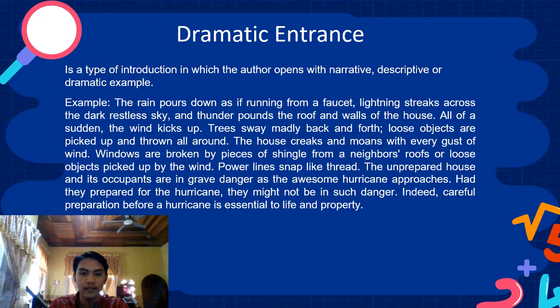Power lines snap like thread. The unprepared house and its occupants are in grave danger as the awesome hurricane approaches. Had they prepared for the hurricane, they might not be in such danger. Indeed, careful preparation before a hurricane is essential to life and property. So, the dramatic entrance in this paragraph is in the first sentence, which is: the rain pours down as if running from a faucet, lightning streaks across the dark restless sky, and thunder pounds the roof and walls of the house. So, that is the dramatic entrance in this paragraph.